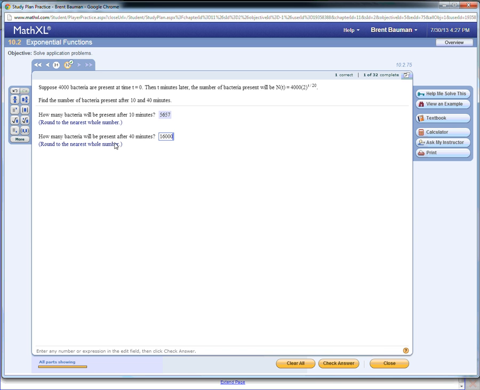Again, you want the nearest whole number, so even if you were to end up with a decimal, you want to make sure you use that properly. Well done. Okay, so with this one, the biggest issue I've found is making sure that you don't multiply the 4,000 by the 2 first, and then do the exponents. Follow your order of operations, make sure you do the exponents first, then multiply by 4,000.